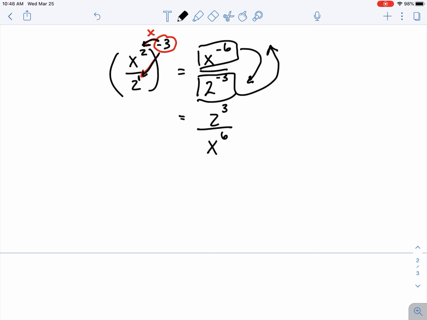Okay, and then any numbers you can actually multiply out. So 2 cubed, this is 2 times 2 times 2, which is 8, over x to the 6th. Okay, and that's your answer. So once you've done the problem, you look at what you have left and you take all of your negatives and just switch where they are, top or bottom. Okay, let me do one more problem and then we'll call this video to an end.